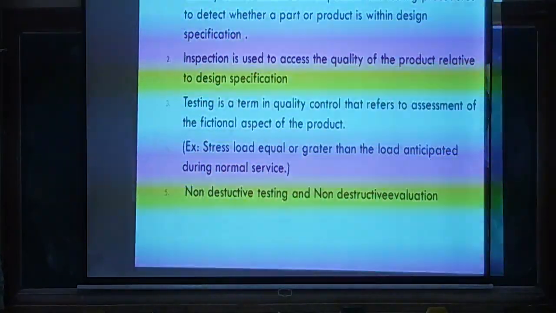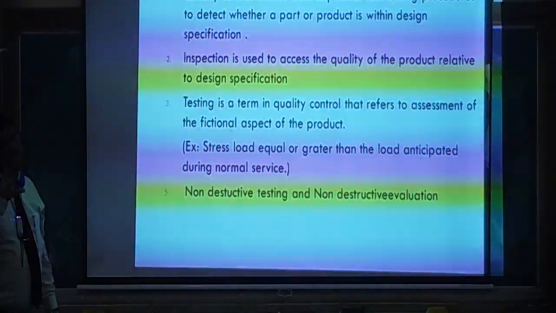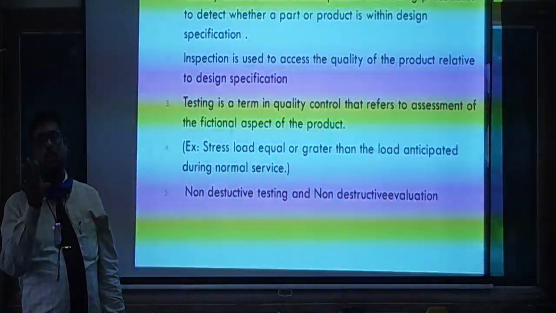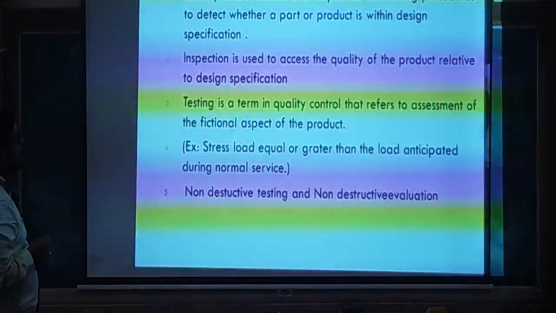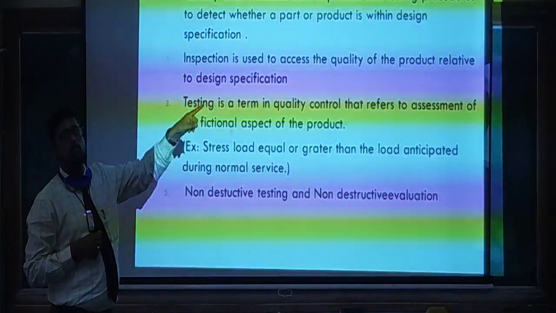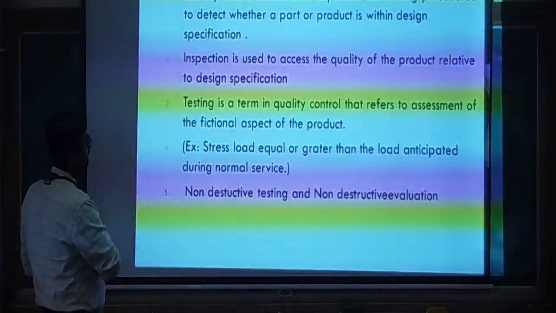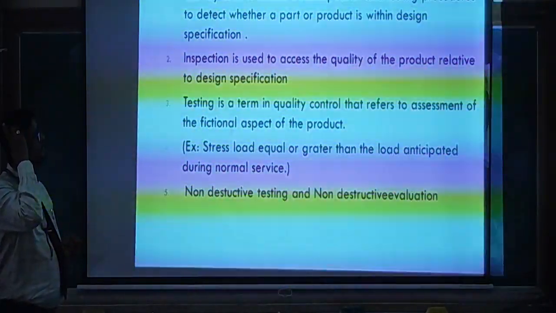Here, quality control utilizes both inspection and testing procedures to detect whether a part or a product is within design specification. Whatever design we are making, the design engineer will make those designs. The draftsman will use his skill and draft the individual parts for shop floor machining. So quality control utilizes both inspection and testing procedures: how you are going to test that particular part, whether it is okay or not, whether it is confirming or non-confirming, and whether the product is within the design specification or not.